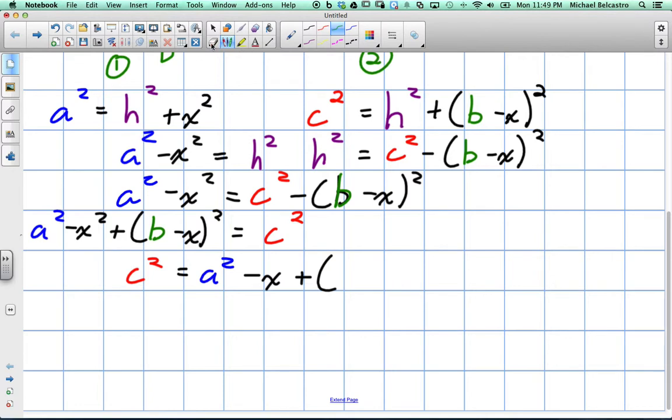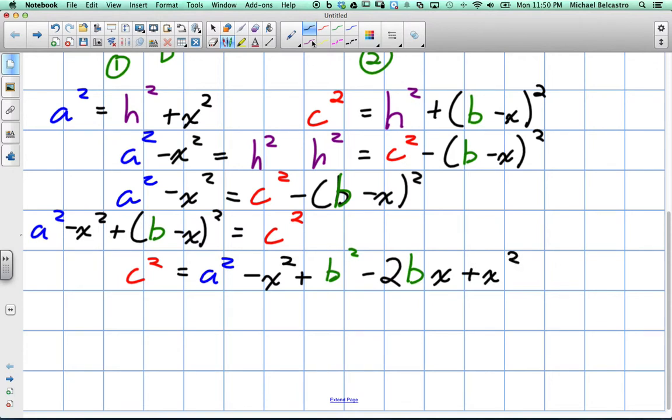And actually what we'll do in this step is expand this using FOIL. So if you were to use FOIL, you'd end up with plus b squared. Because this is negative x, you'd have negative x times b and negative x times b together become minus 2b times x. Okay, and then finally negative x times negative x is positive x squared.